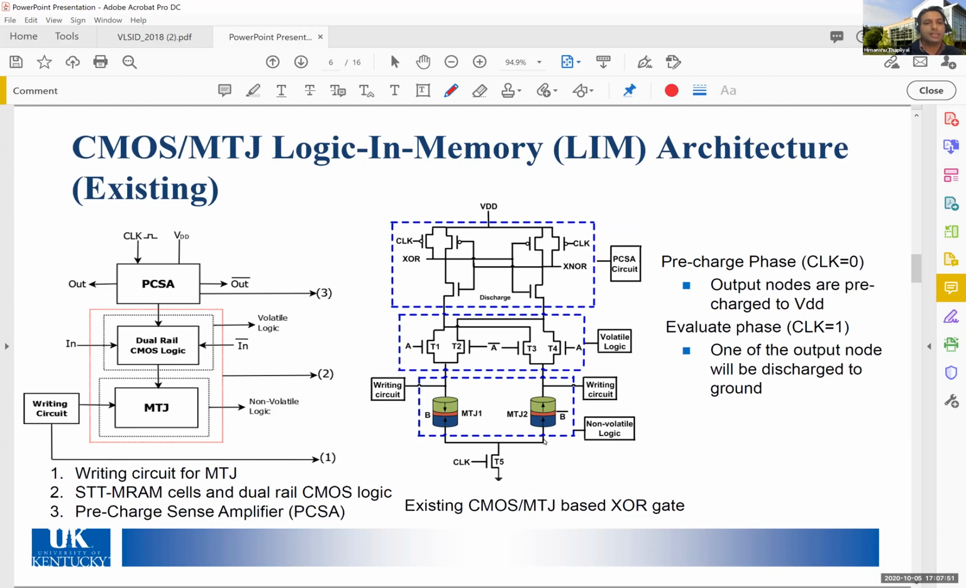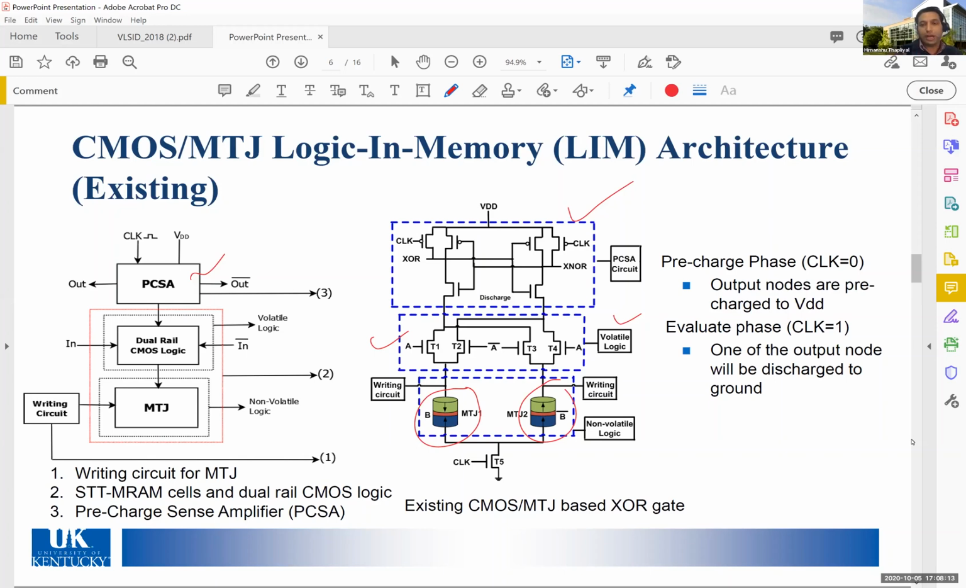Now this is an illustrative example of the conventional CMOS based MTJ logic in memory architecture. The block consists of a PCSA, a pre-charge sense amplifier, represented here. Then you have the dual rail CMOS, represented here, which is the volatile logic. And then you have the non-volatile component of your circuit, the MTJ, right?